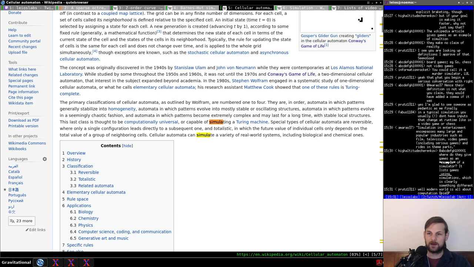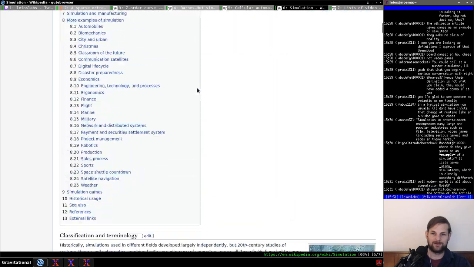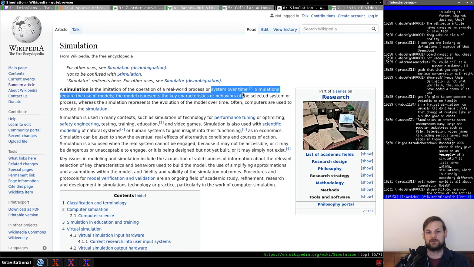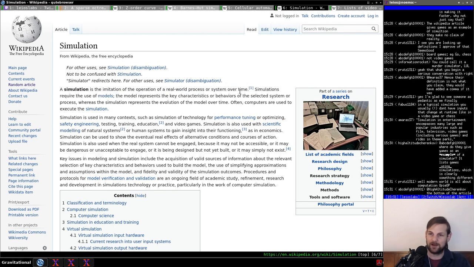Let me go ahead and catch up. Hence, their definition is not what you claim. They would have added a comma if it was. Let's go back to real world here. I might be misunderstanding this. "Operation of real world process or system over time." Okay, or system. It's a real world process or system. Fair enough, so it doesn't necessarily have to be real world. It could also be a system. Right, fair enough. I got it. I now understand. I'm on the same page.